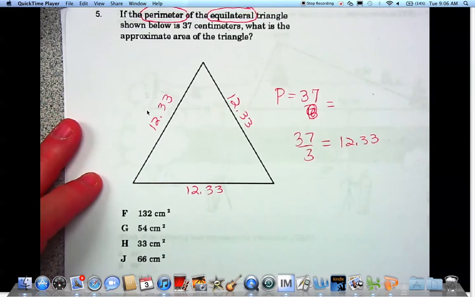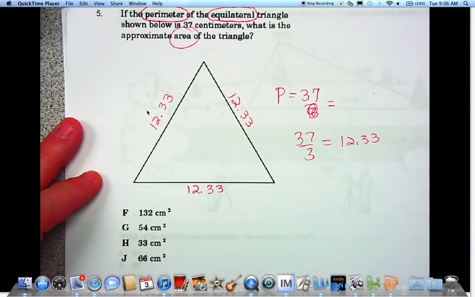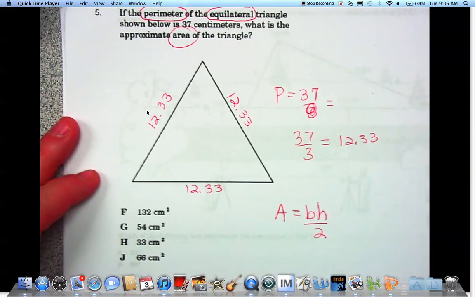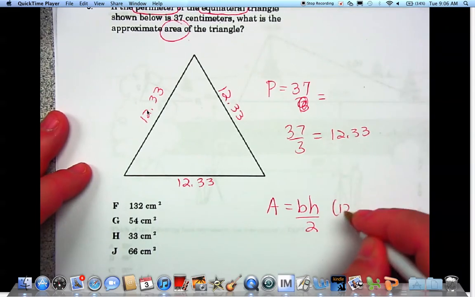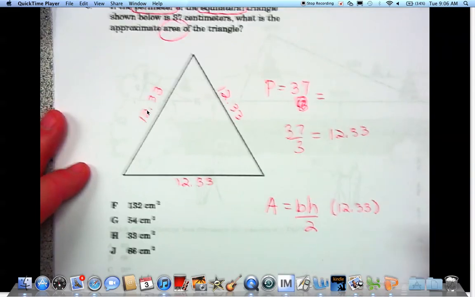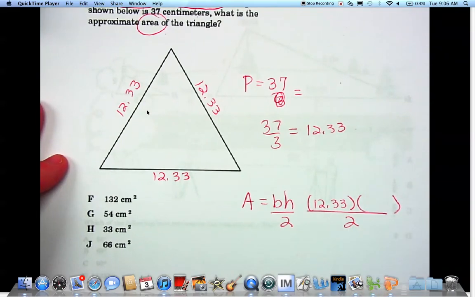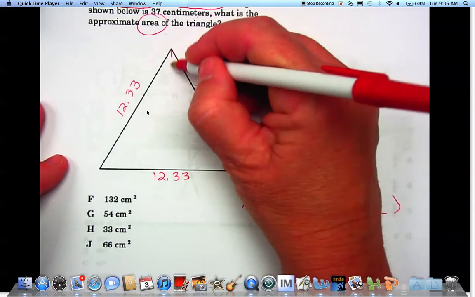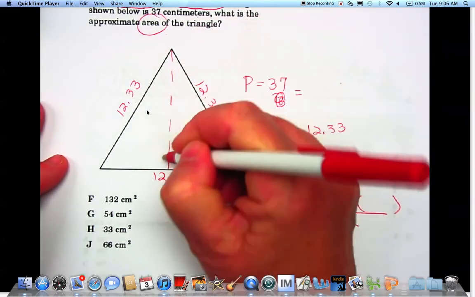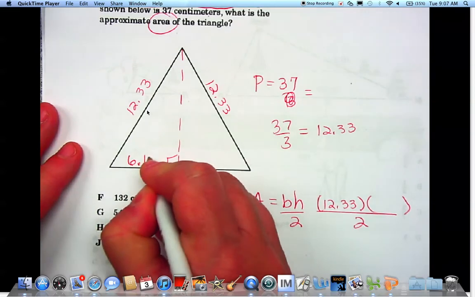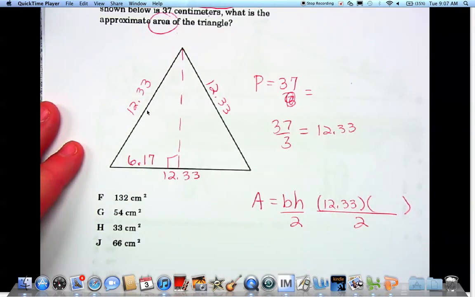Okay, and then it says to find the area. How do you find the area of a triangle? What's the base of this triangle? 12.33. What's the height of this triangle? You gotta do Pythagorean theorem. We don't know it, do we? Where is the height of this triangle? From the base to the apex. Good. You gotta split the 12.33 in half. What's 12.33 in half? 6.16, and I think it rounds, is it 6.165? Yeah, so we'll do this with 6.17.